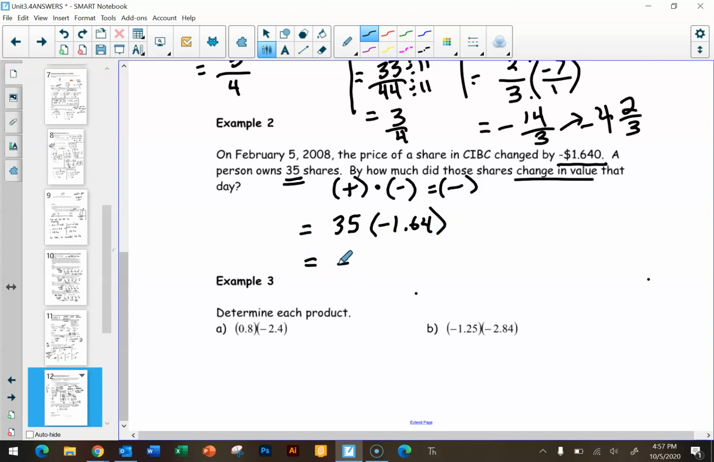It's just a question of what's 35 times 1.64. So 35 times 1.64 is 57.4. I know it's going to be negative, and I know it's a dollar figure, so I should include the dollar sign too. 57.4, and because it's dollars, I'm going to put an extra 0 in there. So the shares changed in value by negative $57.40. What that means is if you had 35 shares worth a certain amount of money, because of this day in trading, the total is worth $57.40 less now than it was. So you lost money.